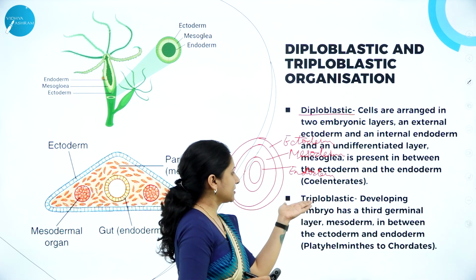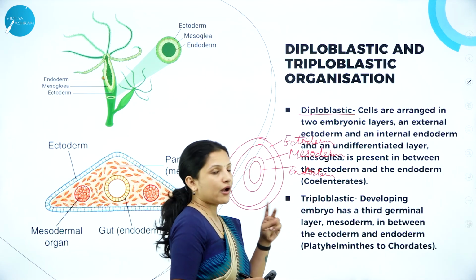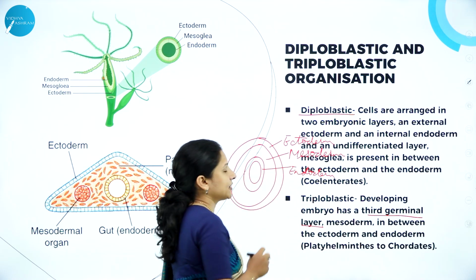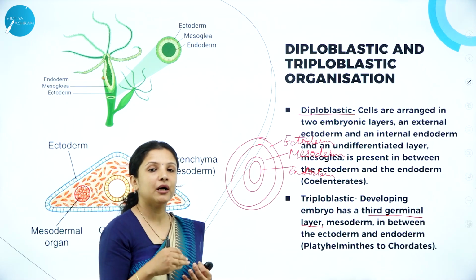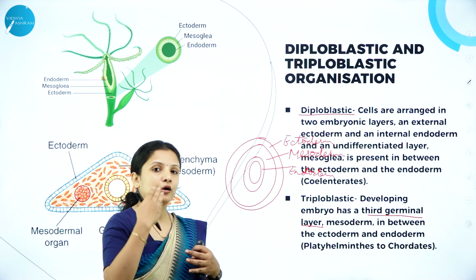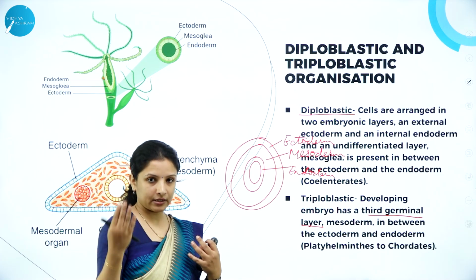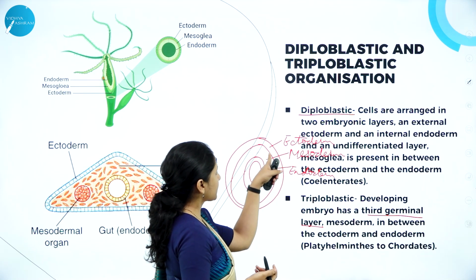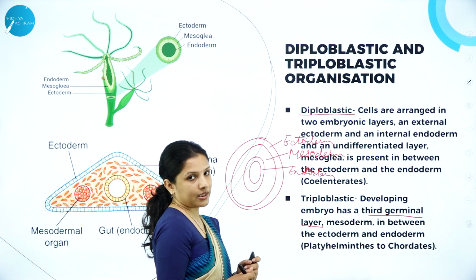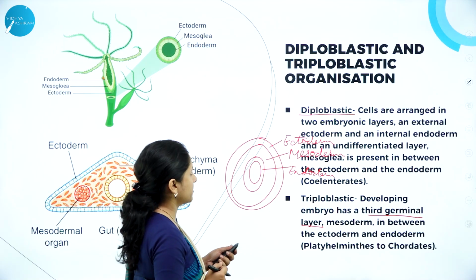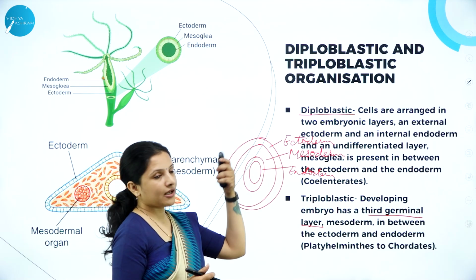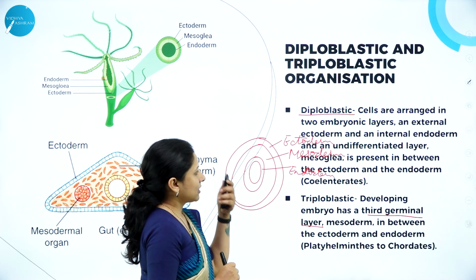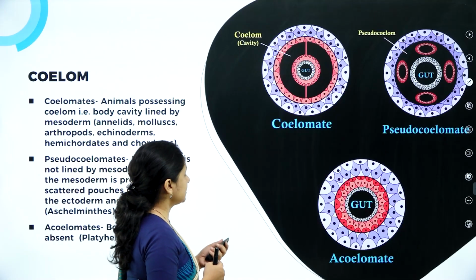And in triploblastic, the embryo has one more layer, a third germinal layer, which is called mesoderm. Meso means middle, ecto means outside, derma means layer or skin. So ecto, outside, derma, layer: ectoderm, the outer layer; endoderm, endo means inside, the inner layer; meso means middle, the middle layer. So they'll have a middle layer which is a third germinal layer, then it is triploblastic. So based on whether they have two embryonic layers of cells or three embryonic layers of cells, classification is done.